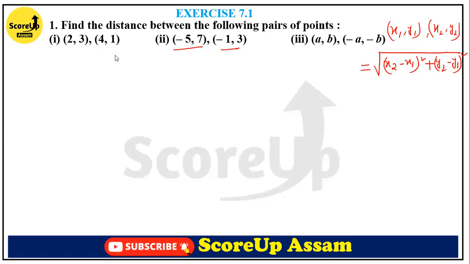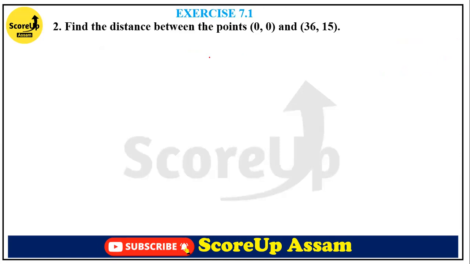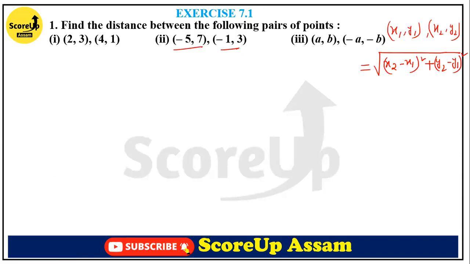So to find the distance between two points, we shall use this formula. Suppose this is a point x1, y1, and this is another point x2, y2. So how do we find the distance between two points? We should use this formula: root of x2 minus x1 whole square plus y2 minus y1 whole square.